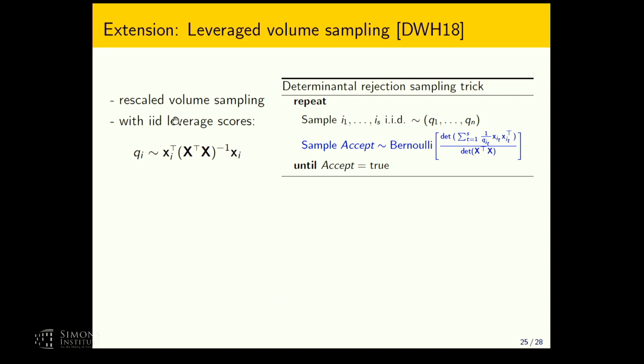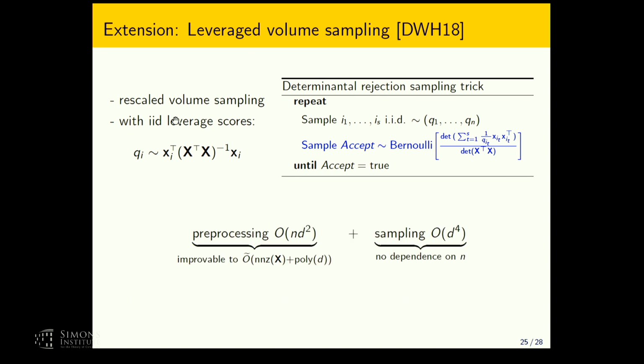And again, we could use the downsampling, the closure property, to say that now we can downsample to any small size, such as D. And so the runtime of this procedure is nice. If we had leveraged scores, there's no dependence on N, it's just polynomial in D. And of course, computing leveraged scores can be made quite efficient. So essentially, this gives us an NNZ of X time plus poly D time for volume sampling. And one way to think about it is that this procedure basically corrects the bias in the least squares solution for the leveraged score sampling.